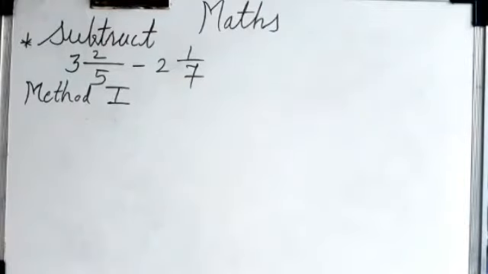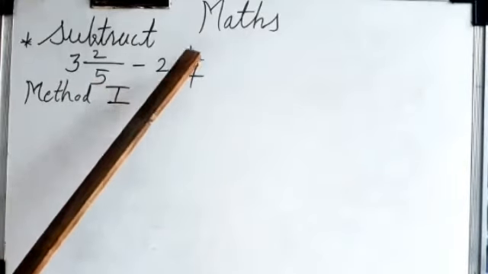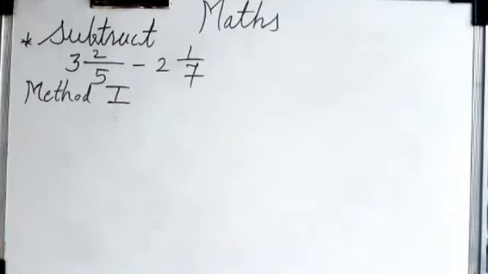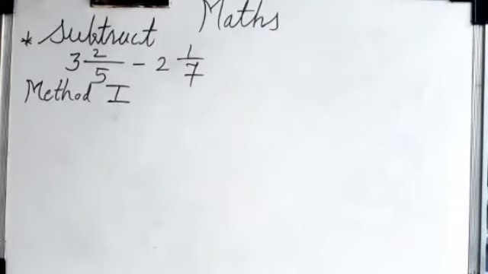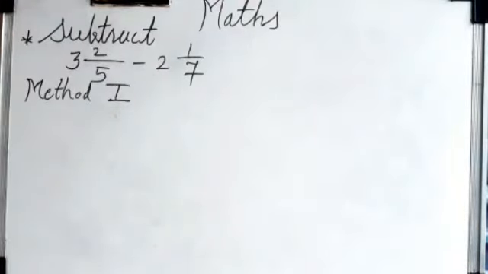So see, subtract 3 and 2 upon 5 minus 2 and 1 upon 7. So how to subtract this? Now these subtractions are easy, it is the same as the addition. The only difference is that here a subtraction sign is there in between instead of addition. Everything is the same as we have done in addition of mixed numbers.